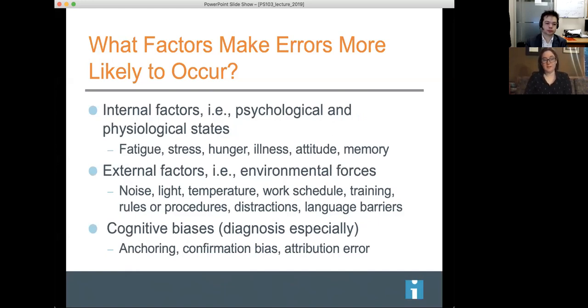So I started bringing up some of these things, but we can categorize these factors into internal factors, external factors, or cognitive bias. Internal factors can be your psychological or physiological state. So we all talk about fatigue, stress, hunger, illness, attitude, and memory. And I know that for myself, if I'm hungry during a long case, I get distracted. I'm distracted by the thought that I'm hungry. I'm not able to focus as much on my work.